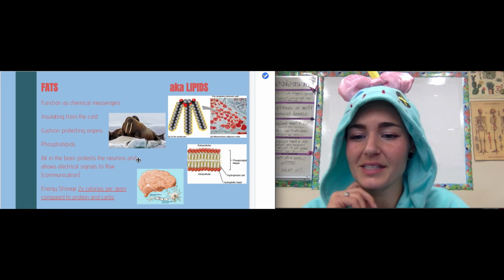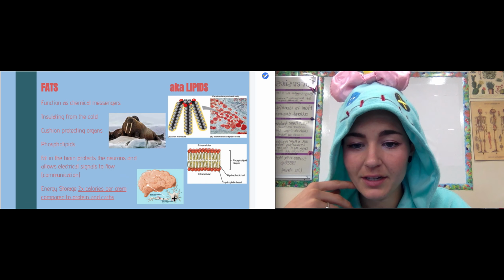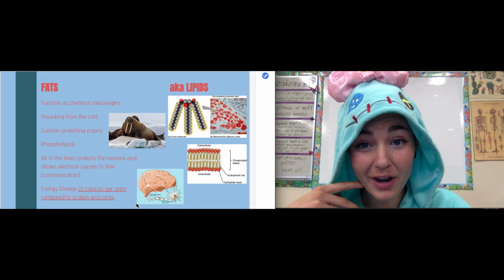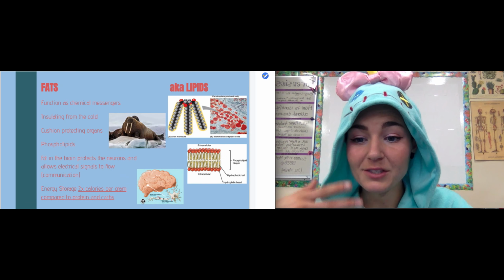Fat also helps in the brain. It protects the neurons. And you can see down here, this little cell here, this is a dendrite. And the dendrite has fat on it to help the electric signals flow through our brain. So they really help send messages and nerves and different kinds of information that we need that relies on fat to help get all of those messages through the brain. And once again, they're also really good at storing energy.